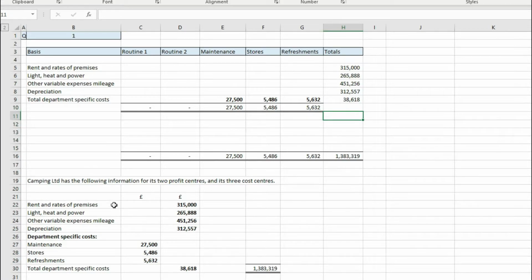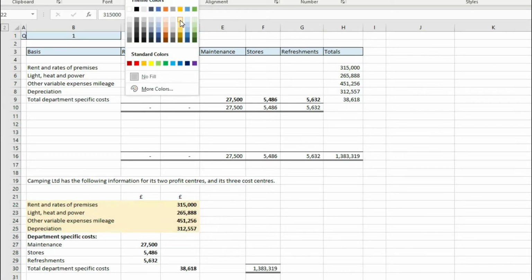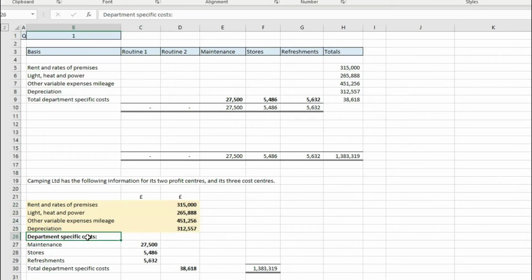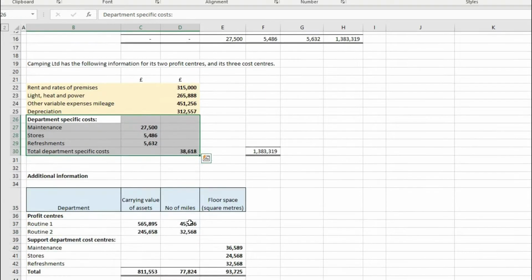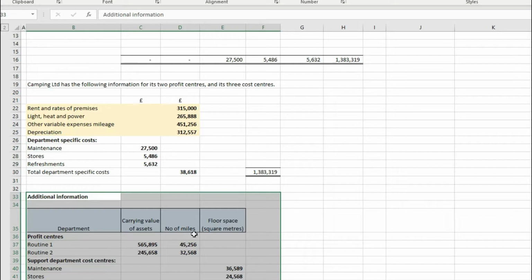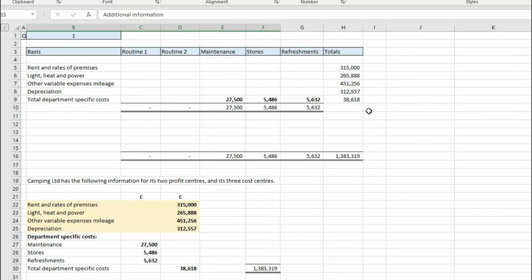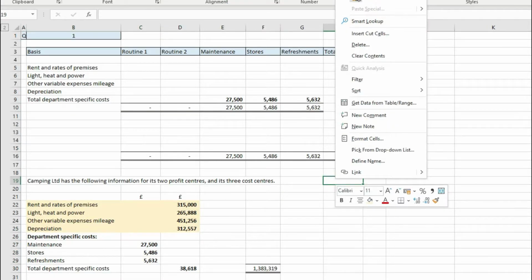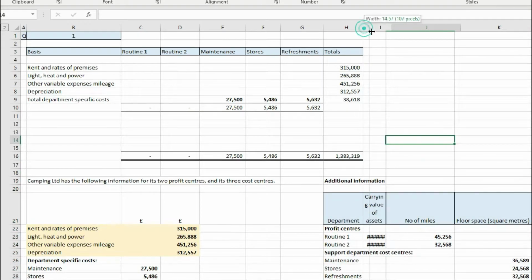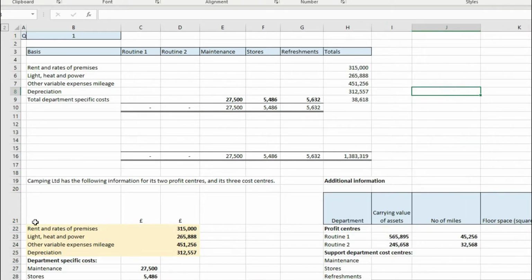Now with these ones here, these are not department specific. The previous ones were department specific, hence why we could put those in quite quickly. But in this additional information column here, which I'm going to copy and pop right here so that we can see it, let's get that formatting a bit better.